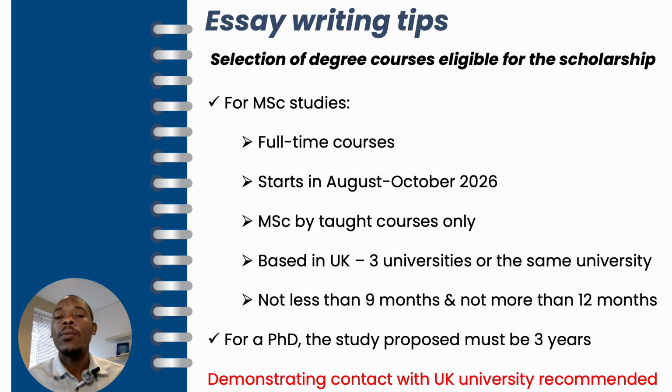Right. And you need to demonstrate any contact with the university. This is very key. As you have seen in the selection criteria, there is a component where they look at if you have any academic offer, especially for master's students. If you have any offer from any of the 3 universities that you have indicated in the scholarship application.